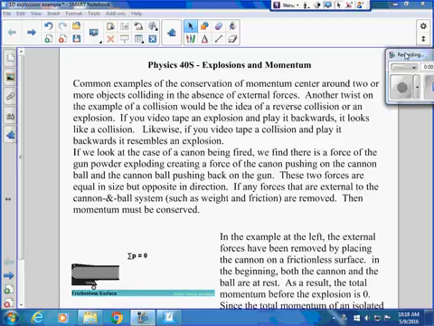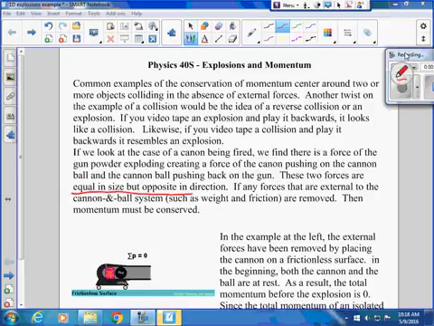If we look at the case of a cannon being fired, we find there is a force of gunpowder exploding, creating a force of the cannon pushing on the cannonball, and the cannonball pushing back on the gun. These two forces are equal in size but opposite in direction. Why is that? Newton's third law, right? For every action force, there's an equal and opposite reaction force. If any forces that are external to the cannonball system, such as weight and friction, are removed, momentum must be conserved. Again, that's the key idea.